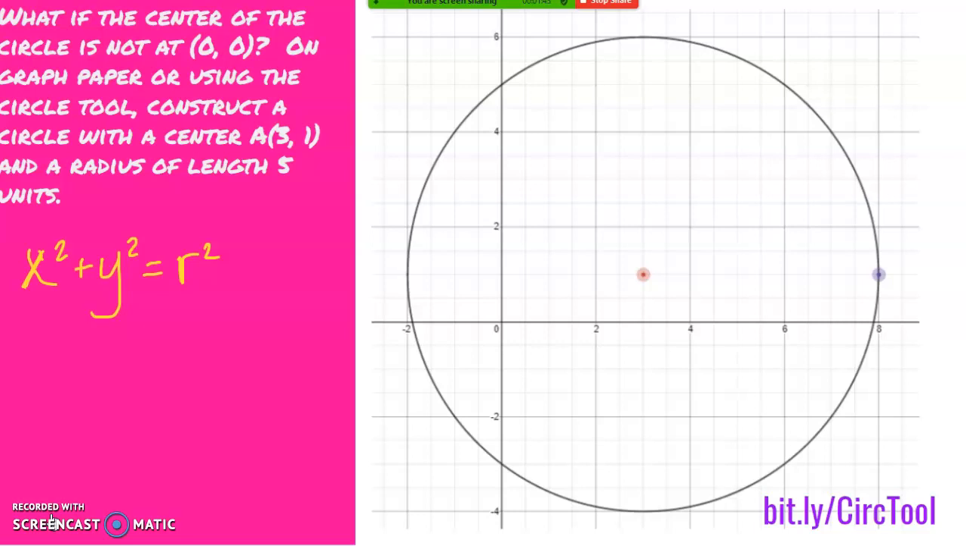Now we are going to move on to circles that don't have a center at 0, 0, that don't have a center at the origin. So here is a circle that you can use the circle tool to make or draw on graph paper. It has a center not at the origin, it has a center at 3, 1. And it has a radius of 5 units long.